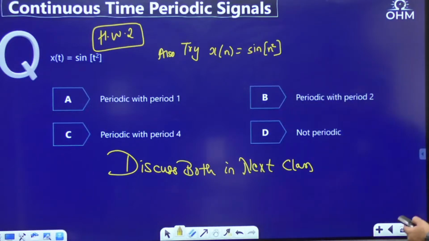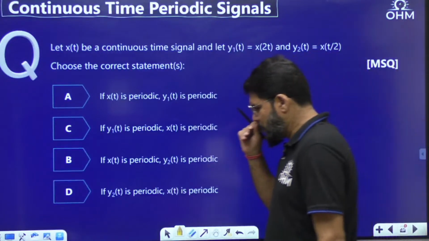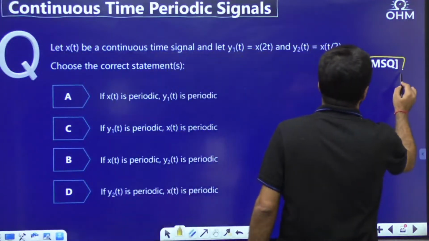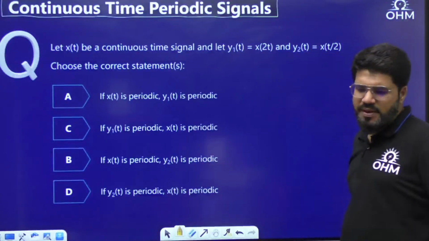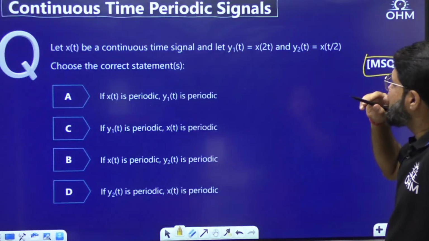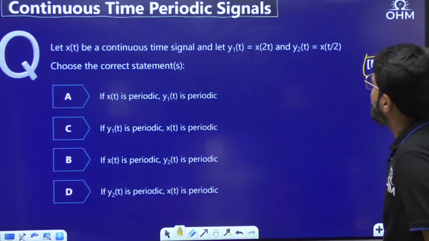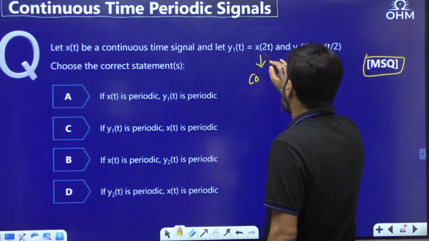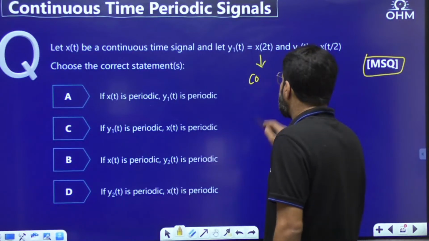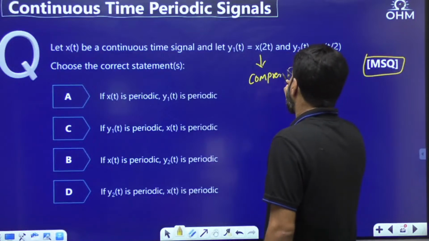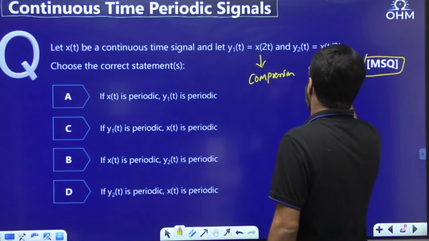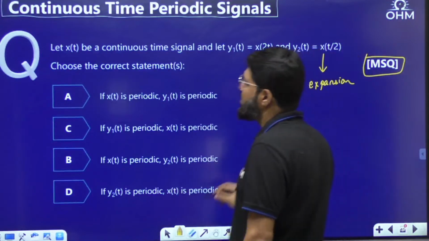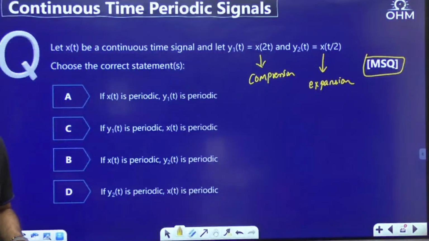Okay, next question. Now an MSQ, multiple select question. If x(t) is a continuous-time signal, and let y1(t) equal x(2t), y2(t) equal x(t/2). What is this x(2t)? We know that for x(at) with mod a greater than 1, it is the case of compression. For x(t/2), mod a less than 1, it is the case of expansion. Compression and expansion.